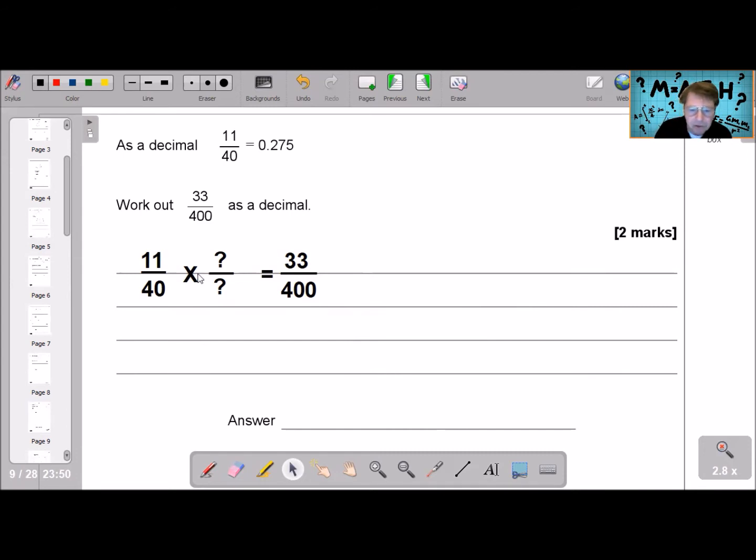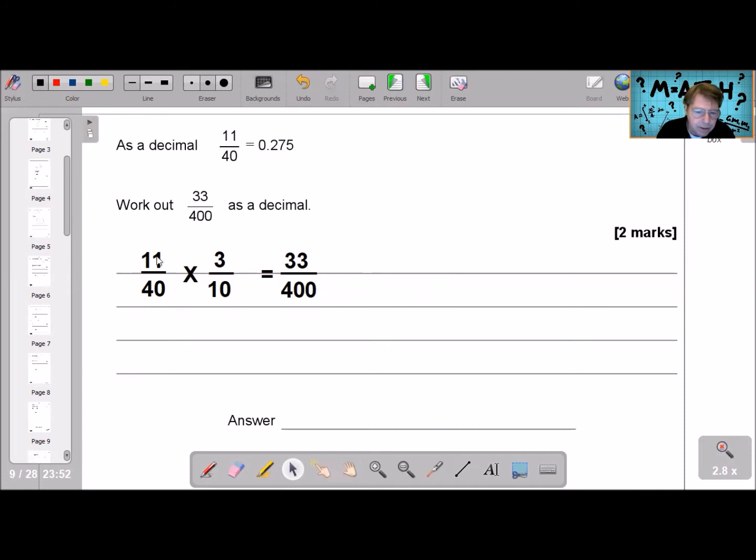So, straightforward here. 11 times something gives me 33. 40 times something will give me 400. Should be straightforward. So there you have it. Obviously, 11 times 3 will give me 33. 40 times 10 will give me 400.